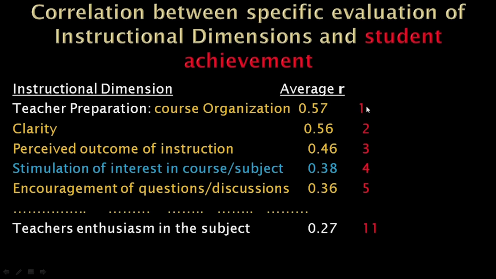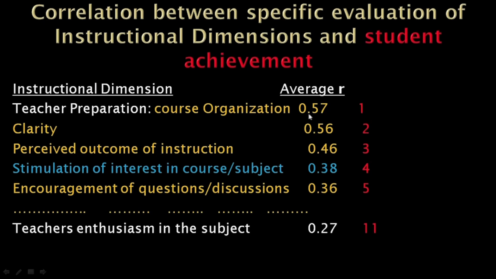The correlation, average r, of student achievement and course organization is 0.57. Course organization with student achievement correlation is 0.57. The clarity of presentation by the faculty with the student achievement in the examination, the grades, is 0.56, which is number 2. The perceived outcome of instruction and its correlation with the student achievement, number 3, is 0.46. Stimulation of interest in the course subject area and student achievement is 0.38. So whatever the students say, if you compare with the student achievement in the examination, it is 0.38.